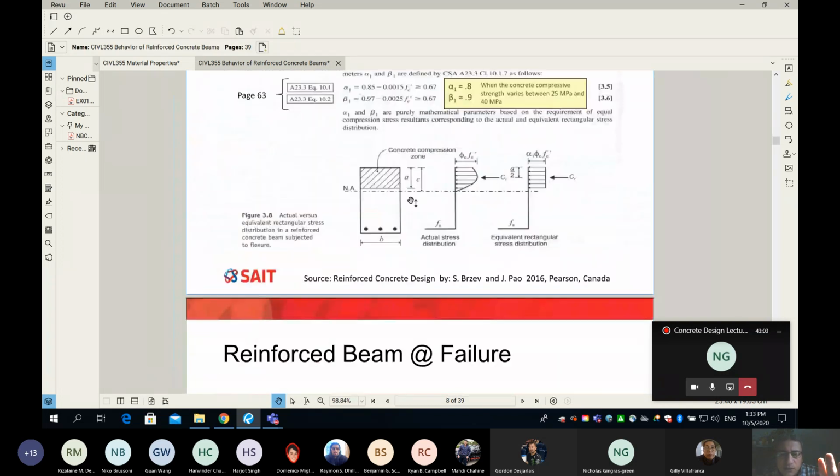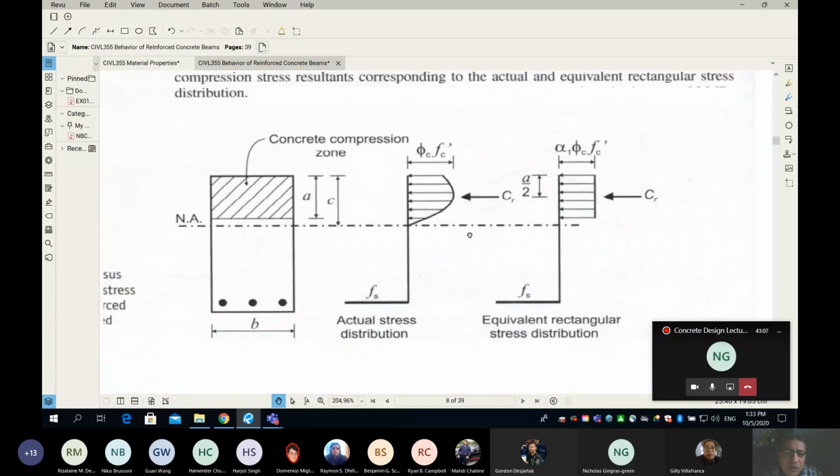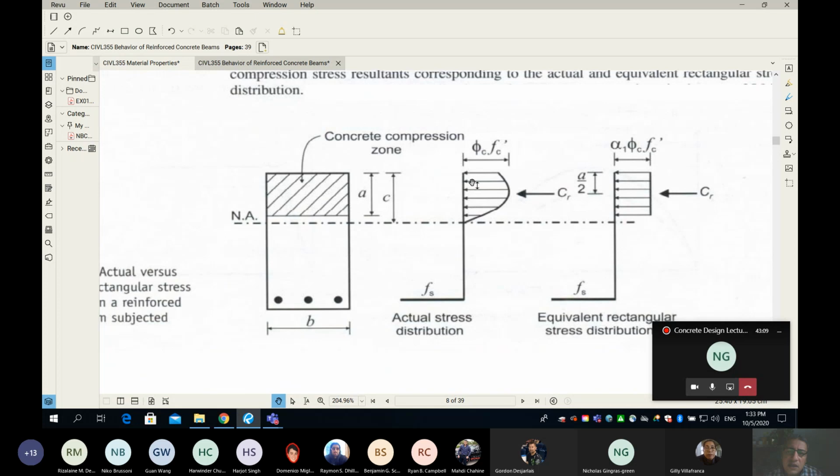Okay, watch this, please. I'm going to zoom in here and repeat what I said a minute ago. Guys, listen to me, please. I said we are going to neglect the resistance of concrete in tension. Do you see that? You don't see this part anymore. It has been removed. So only concrete in compression, which is here, and this is rebar in tension.